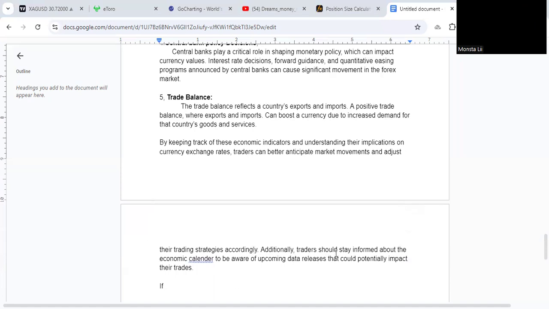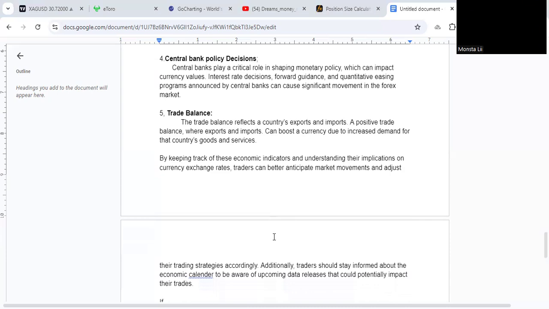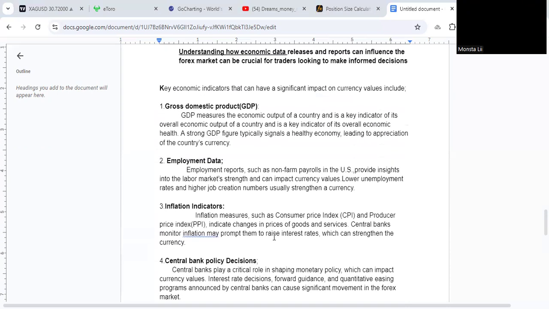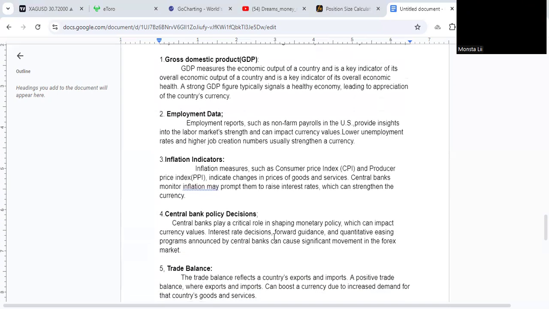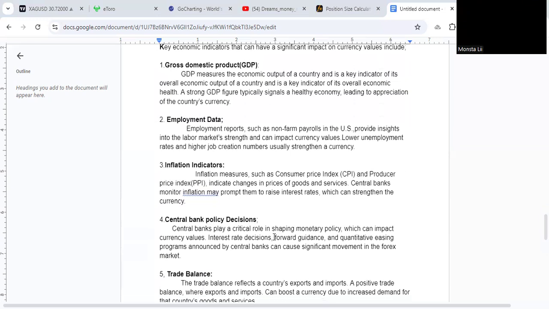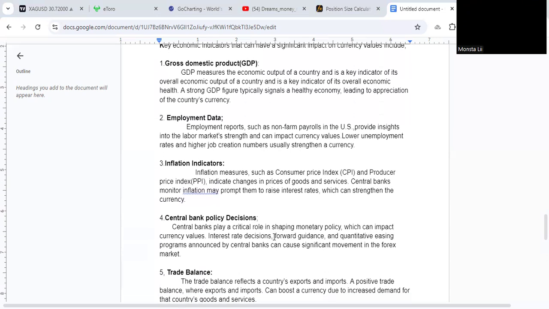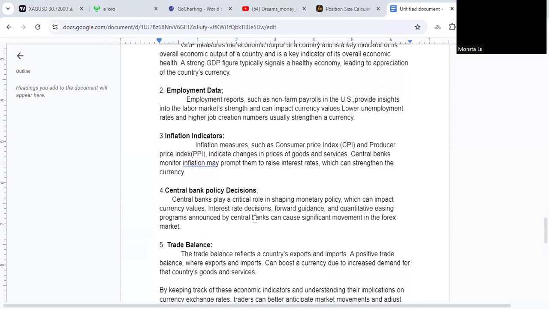Additionally, traders should stay informed with the economic calendar to be aware of upcoming data releases that could potentially impact their trades, right? So trade balance is very important as well. I mentioned five economic indicators which can actually impact currency values, right? So you need to know about all these.